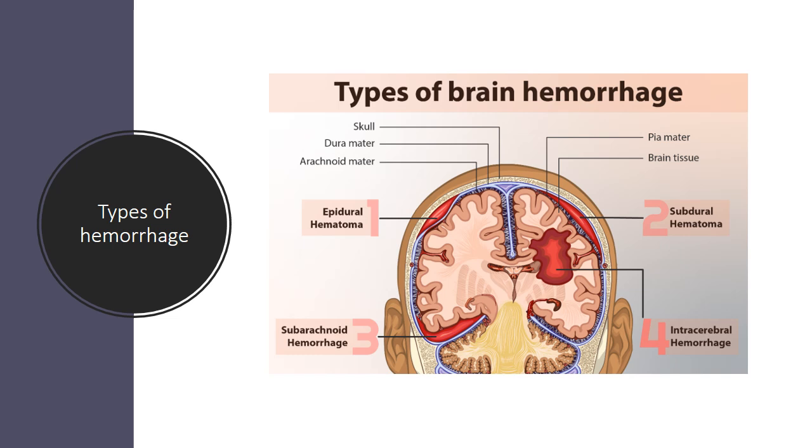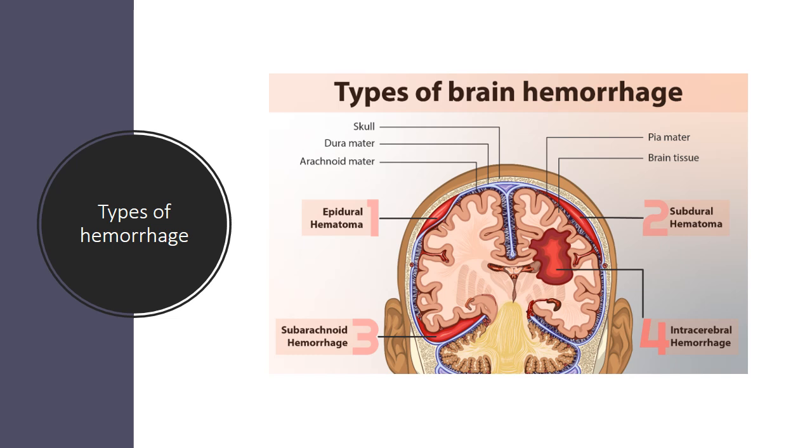So let's look at the spaces that are in between. From the cranium or the skull, we go to the space that is called the epidural space. This is the space that is above the dura. Between the dura and the arachnoid there is the space that is called the subdural space. Between the arachnoid and the pia mater, there is a space that is called the subarachnoid space.